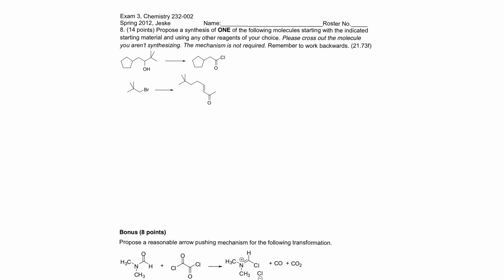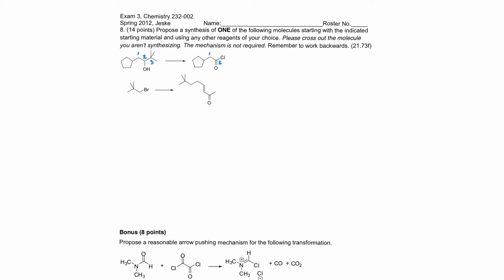Okay, we're asked to propose a synthesis of one of these two. Might as well do both of them for practice. Let's look at the first one. It looks like if I'm going to number carbons, I would number them this way. And I would see that carbon number 3 with the T-butyl group is missing. The ring is still there. It's attached to carbon 1. Carbon 2 still has a functional group attached to it. It's now a carboxylic acid chloride instead of an alcohol. But carbon 3 is missing.